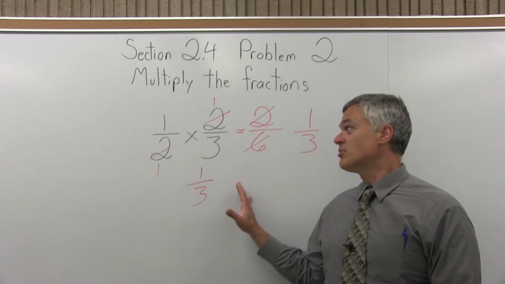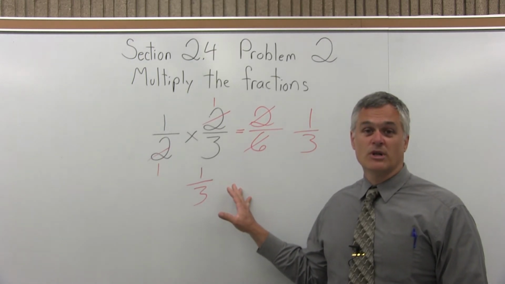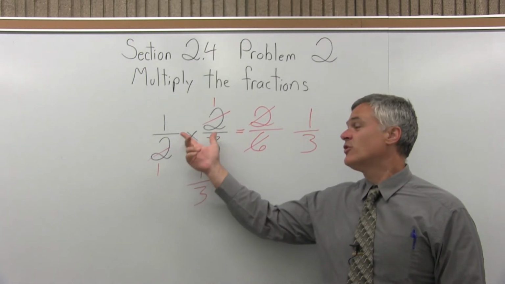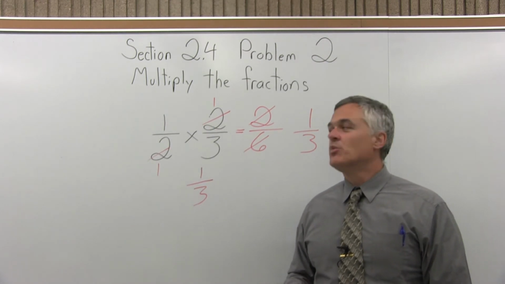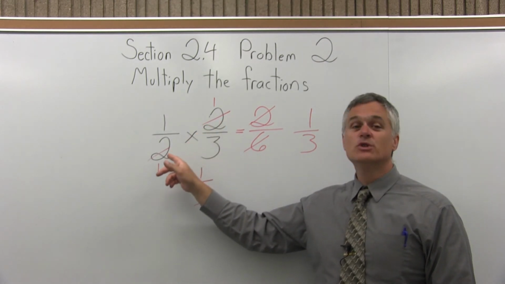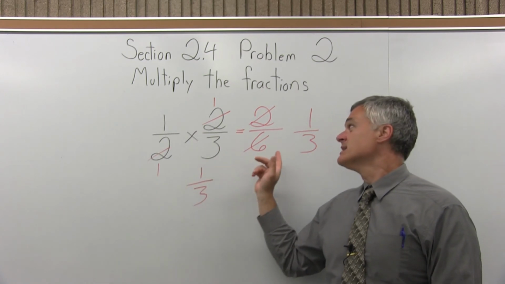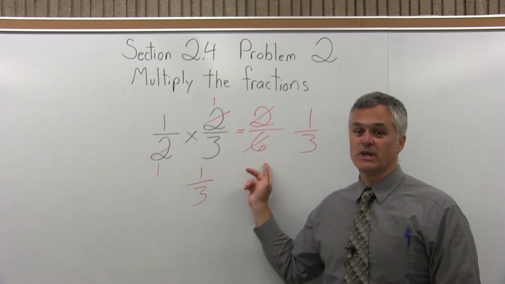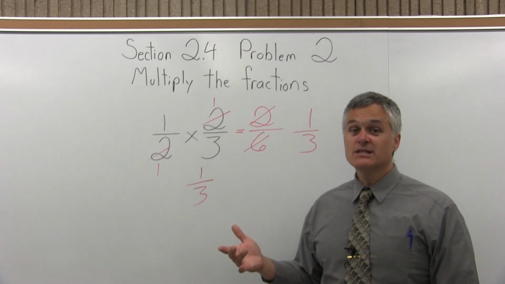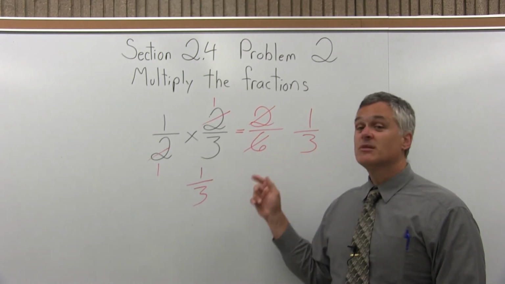In this particular problem, it's about the same amount of work either way. But as the numbers involved get bigger and bigger, it becomes more worthwhile to reduce as soon as you can, to pre-reduce, as opposed to reduce after you do the multiplication. But even in those cases, you will still get the same answer either way.